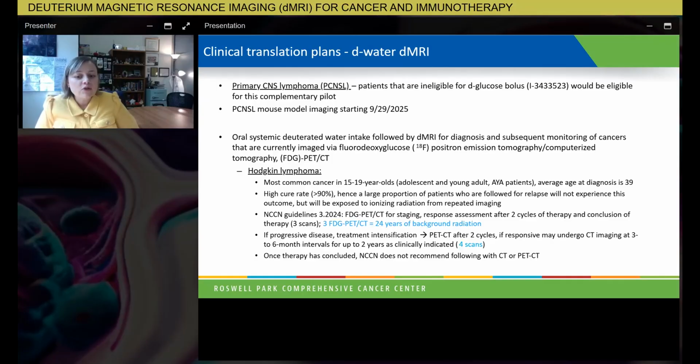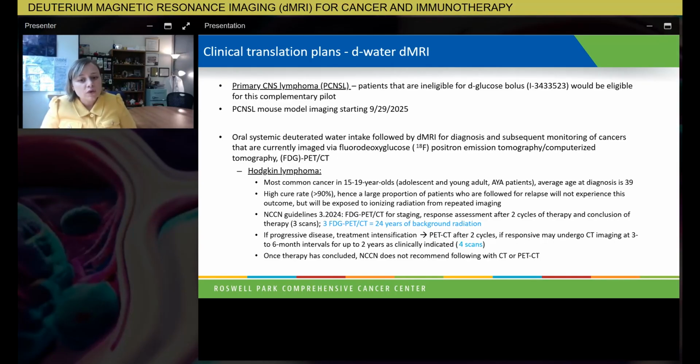And also there's other tumors I'm always thinking about. So as I mentioned, I'm a pediatric oncologist. So I see young adult patients as well as children with cancer. And one of those cancers is Hodgkin's lymphoma. It's highly treatable now. So more than 90% of the patients are actually cured. And in these patients, we're primarily using FDG PET CT scans for staging and response assessment.